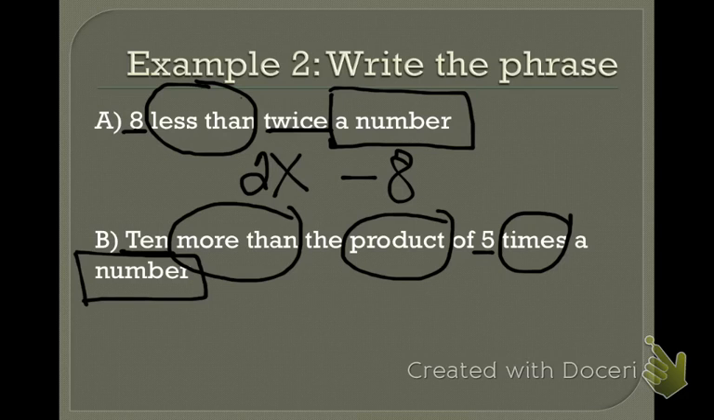Okay, so I have the number 10. More than is a plus sign. The product of 5 times a number. The product is multiplication, so I have 5 times, and there's my x again for my variable as a number. So copy that down, and if you need to, pause, and when you're ready, go ahead and move on.